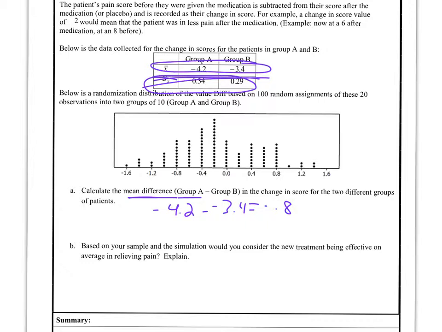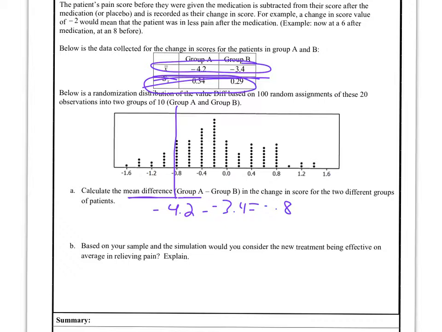Okay, so now we jump into Part B. Based on your sample and the simulation, would you consider the new treatment effective on average in relieving pain? Which is really saying, is it a statistically significant difference? And again, from the previous page, statistically significant means: is it unlikely? Is it rare? Is it in or lower than 5%? That is what we're really looking for. So we put our negative 0.8 line on here.